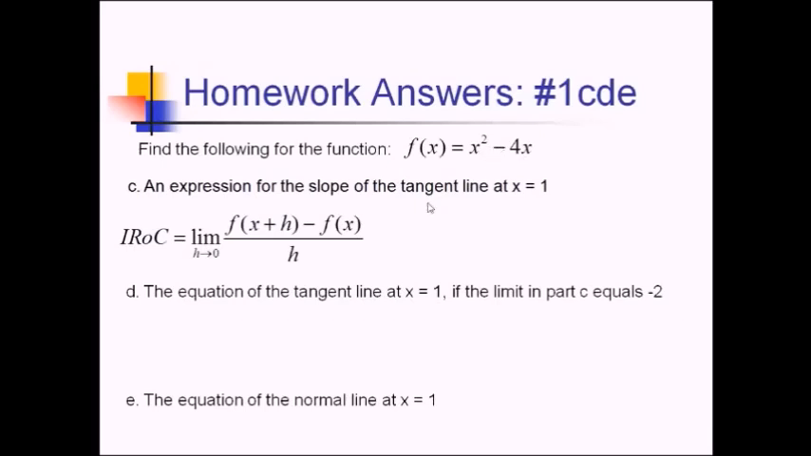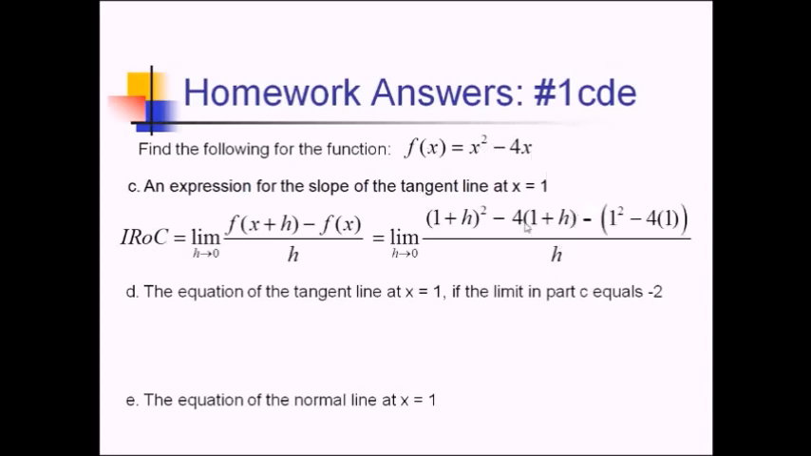So I can write then (1 plus h) squared minus 4 times (1 plus h). So that's the f of 1 plus h part of this. And now we're going to subtract the function itself with 1 plugged in. So I'm subtracting 1 squared minus 4 times 1, all that over h as h approaches 0.